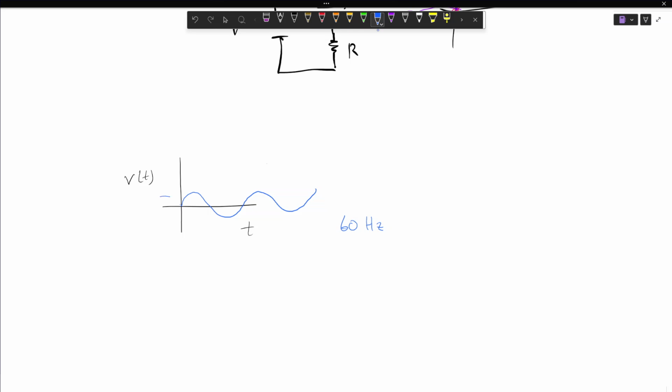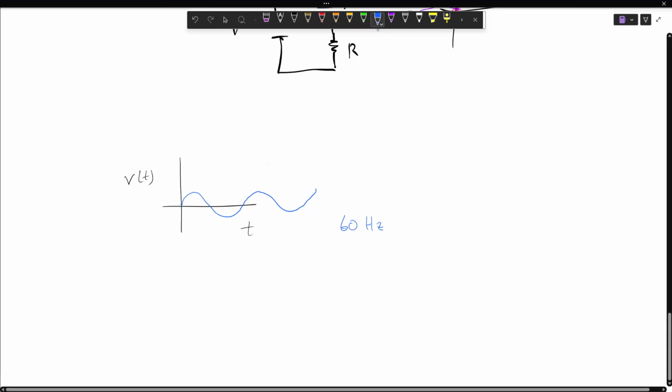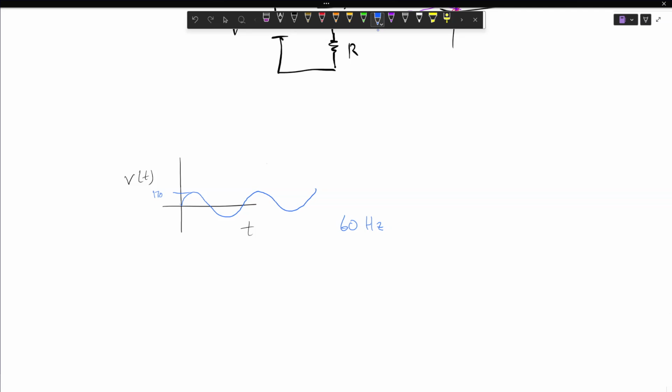But then the amplitude here is the other piece that's going to indicate intensity. And everybody's probably like, oh, it's 120 volts. Not quite. The peak is actually closer to like 170 volts. And what that 120 volts is, is this rating called an RMS voltage, a root mean square.